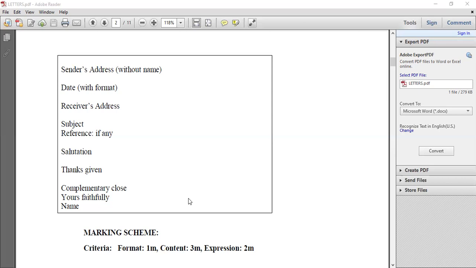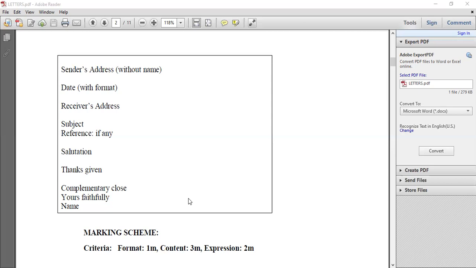When you are writing "Yours faithfully", the Y should be in capital letter and the f should be in small letter. That is the format we have to follow: Y in uppercase, and f in lowercase, right? Then next to that, write the sender's name. If you wish, you can sign. Next to the name, you can also sign. This is a general format.